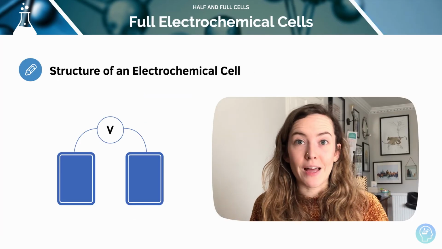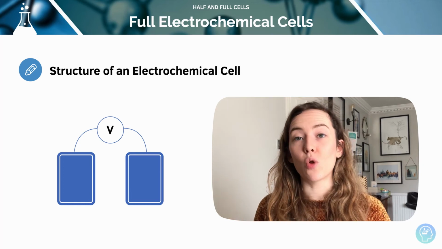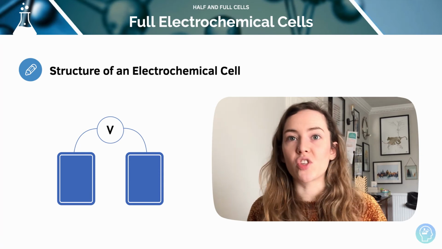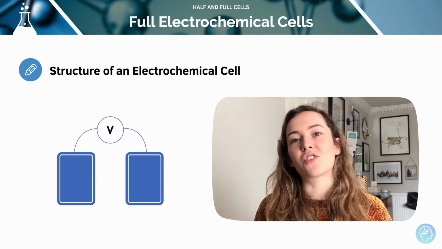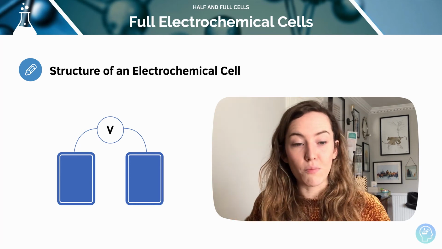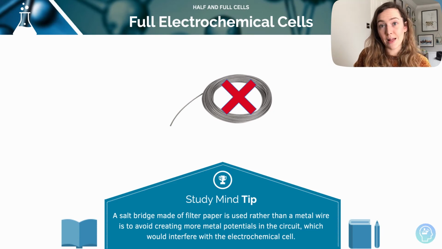An electrochemical cell is formed when we join two half cells together. And we need to use a salt bridge, which is a piece of filter paper, usually dipped in a potassium chloride solution or some sort of salt solution, and that allows us to complete that circuit and for the ions to carry that charge and keep that flow moving. We ensure that the salt bridge is made of filter paper, not metal wire, because a metal wire would create metal potentials in the circuit, and that might affect the measurement that we get out of our voltmeter in our electrochemical cell.